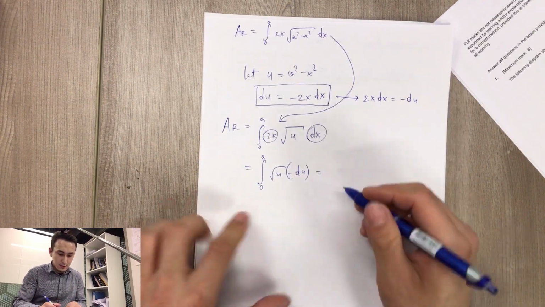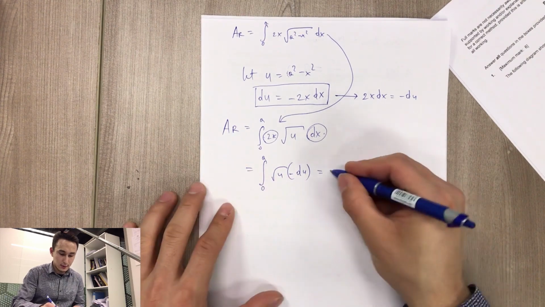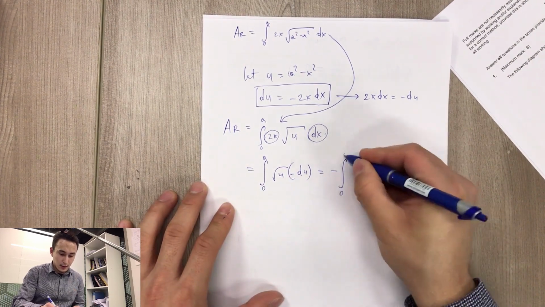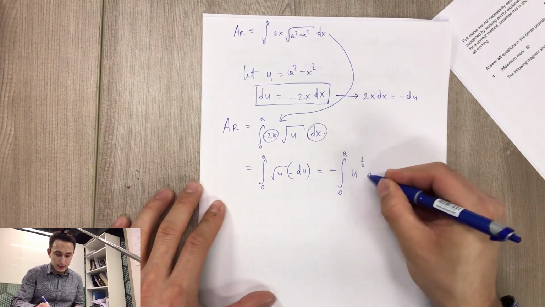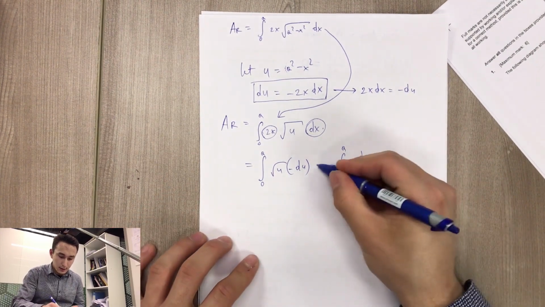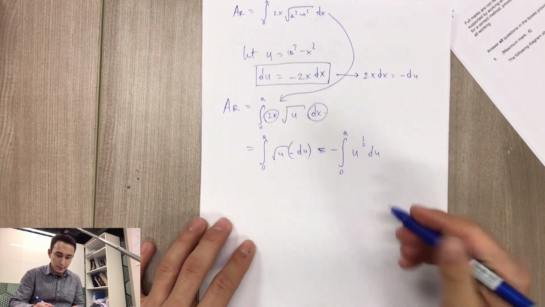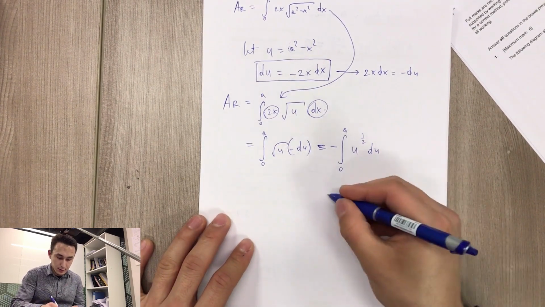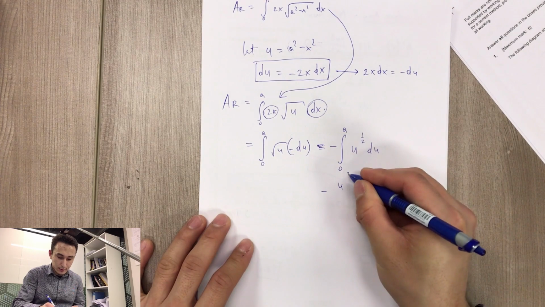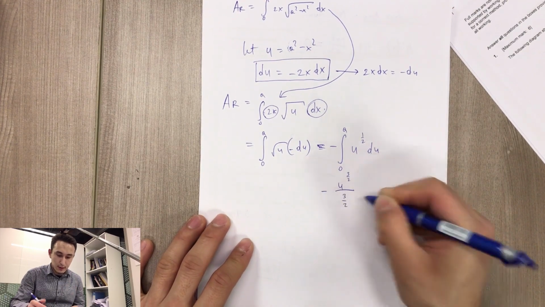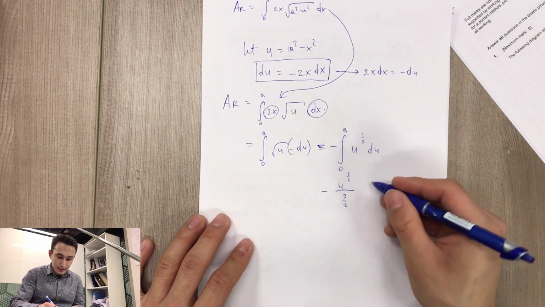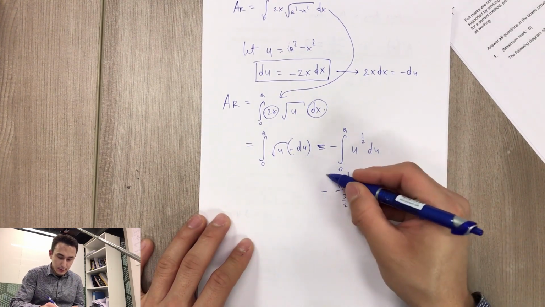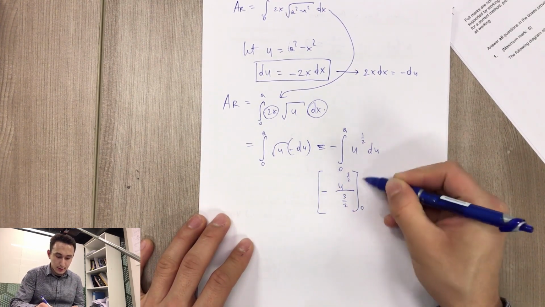So what's going to happen? This negative sign will go outside the integral, so negative integral from 0 to a of root u, which is u to the power of 1/2, du. Okay, so from here, the integral of u to the power 1/2 is just u to the power of 3/2 divided by 3/2, because we increase the power by 1. And then this all is integrated from 0 to a.